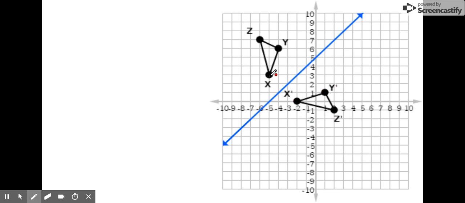And then also if you're connecting x to x prime, we can see that that line segment is perpendicular to the AOS, and it was also cut in half by the AOS. Same thing for y to y prime and z to z prime. All the other points obviously had the same thing happen, but it's easiest just to focus on the anchor points of your shapes and then just connect your line segments. And that's how you do a reflection.